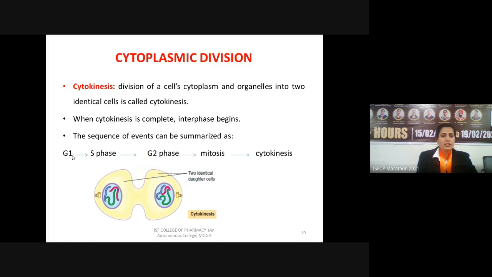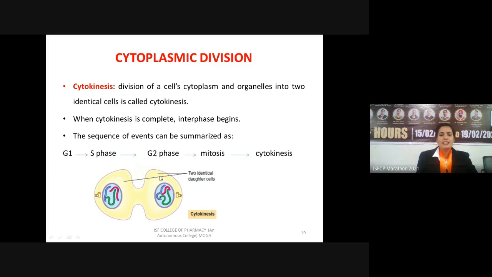During the S phase the synthesis of the DNA takes place, or we can say the replication of the DNA takes place. During the G2 phase the completion of the centrosome occurs, and during the mitotic phase the complete division of the cell takes place. And the last step of mitosis is the cytokinesis.